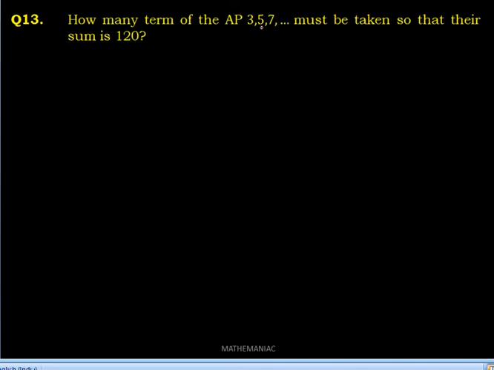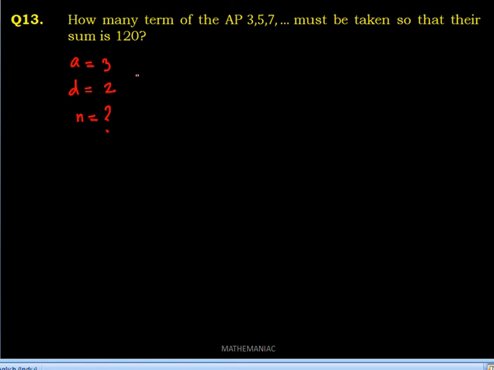How many terms of the AP must be taken so that their sum is 120? Simple thing. You just consider this as a symbol. I am not writing the statement, I am just considering it as a symbol. Suppose A, the first term, is 3. What will be D then? 5 minus 3, 2.